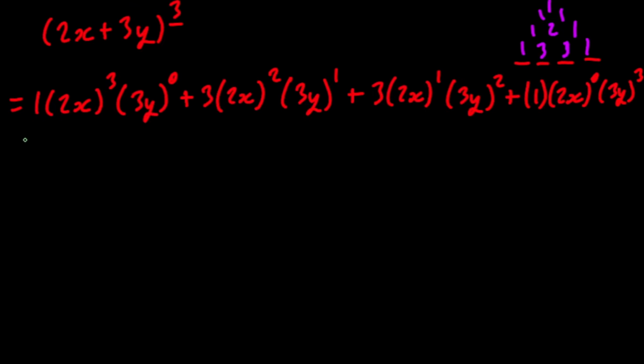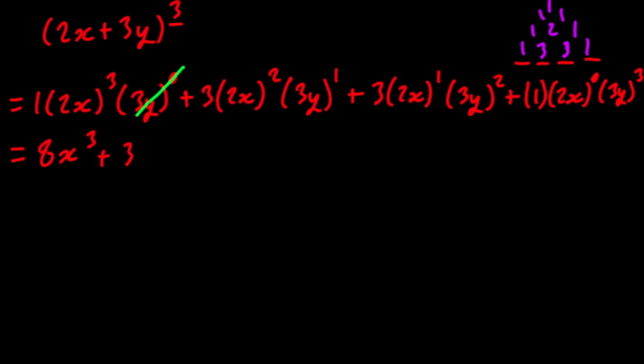Now we can simplify. We'll get the 3y power 0 cancelled into 1. So we have 1 times 1 times 2x power of 3. So it's 2 to the power of 3, which is 8. 8x cubed plus 3 into 2x squared, into 3y to the power of 1. So let's simplify it step by step.